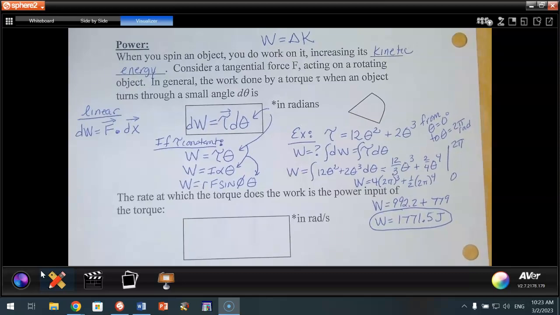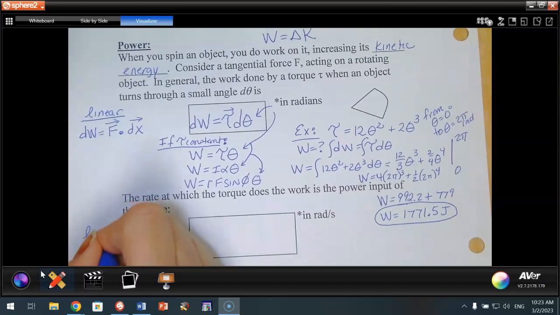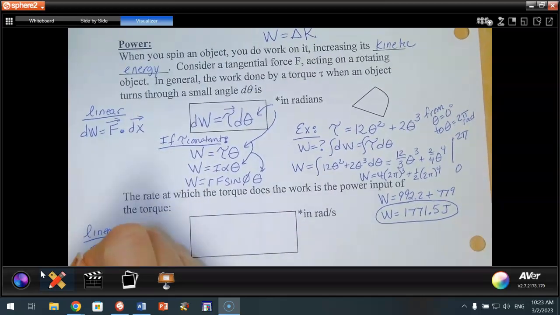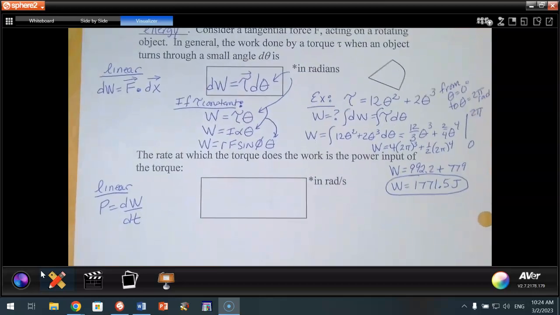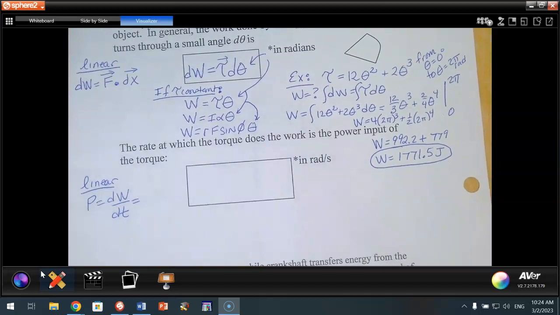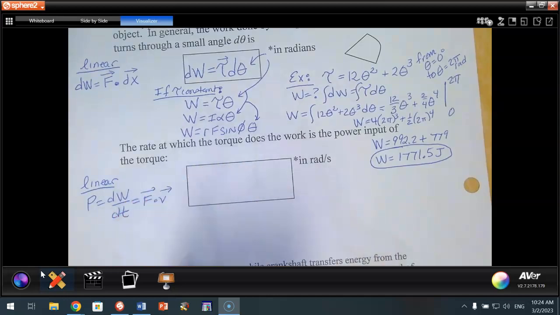And then the other thing that we talked about back when we talked about work is power. So the linear form of the power equation is just P equals dW/dt, the derivative of work with respect to time. That is also equivalent here on the rotation. But then we also said that it was equal to the force dot the velocity. And we get that when we substitute in that work as force dot dx and dx/dt is velocity. This equation is actually on the equation sheet.